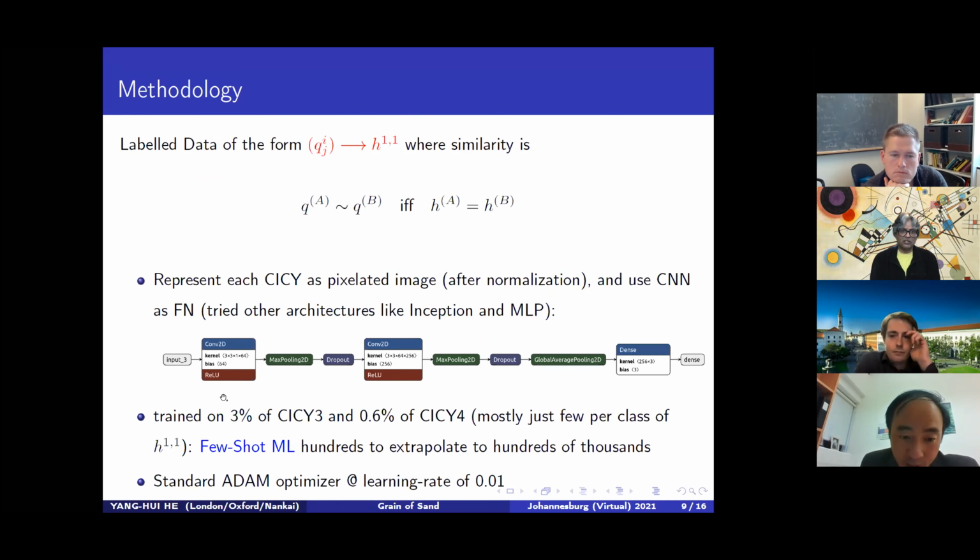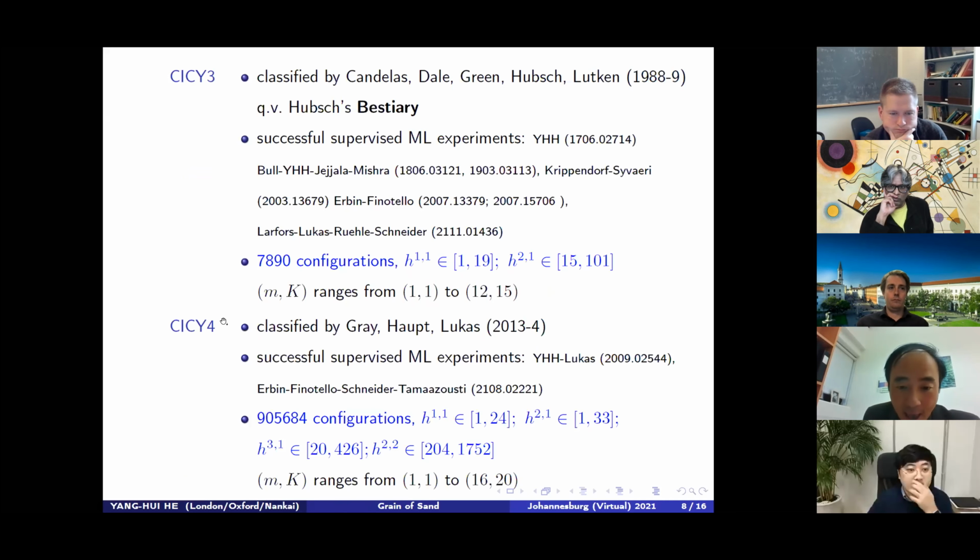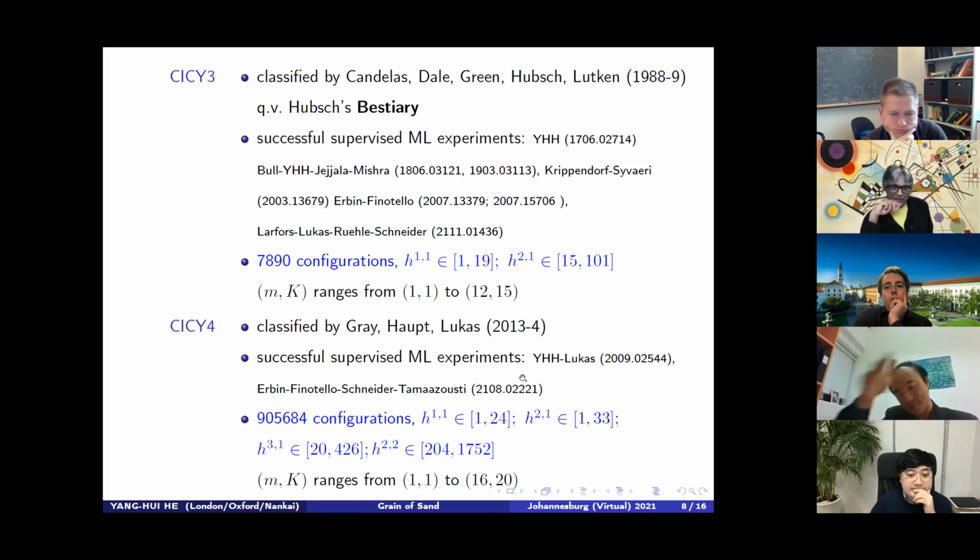We took 3% of CICY3 and 0.6% of CICY4. These numbers come just because you want at least a couple of representatives in each class. In these 1 million configurations distributed over 24 classes, some have more, some have less. I should have included the plot of the distribution. For the few short classes you want at least a couple. There is one large class of h11 equal to about 7, at the peak of the CICY4 distribution, with at least 10,000 or 100,000 representatives.